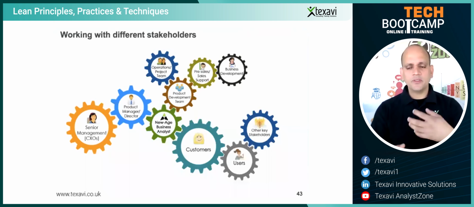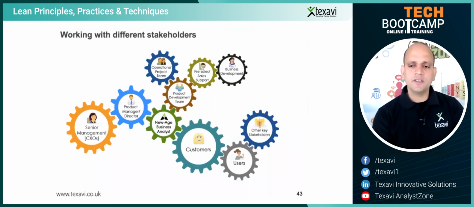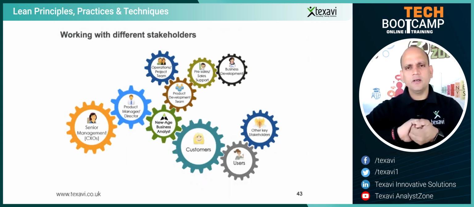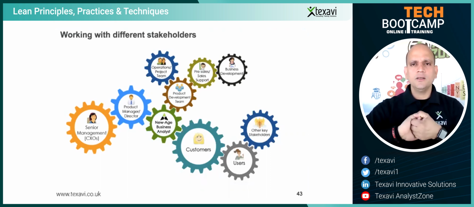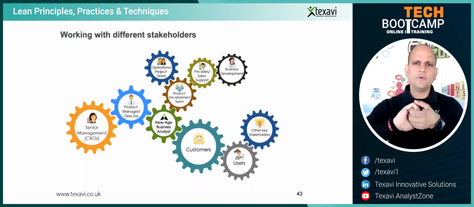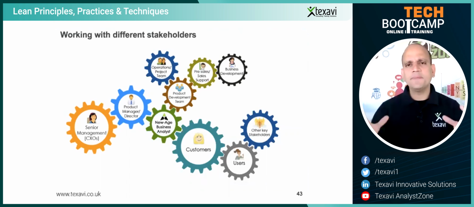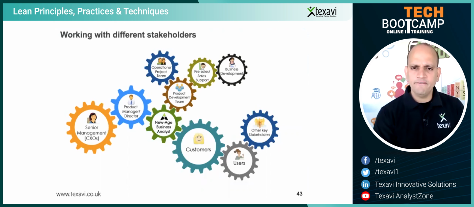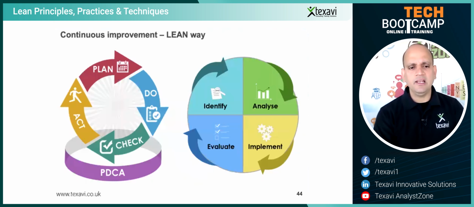So it's all about working in tandem with the customers, users, other key stakeholders, pre-sales, business development, operations, product manager, director, senior management, all the CXOs. It's all about how we can work in close contact and work closely with all these different types of stakeholders, and how we can generate value both internally as well as externally. So very important again in the context of Lean. This is the cornerstone for Lean.